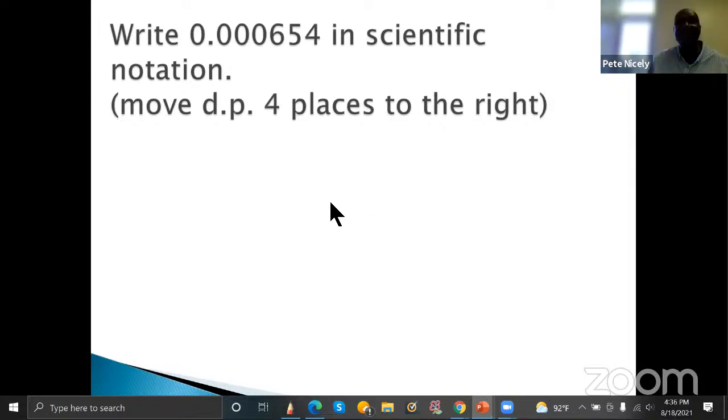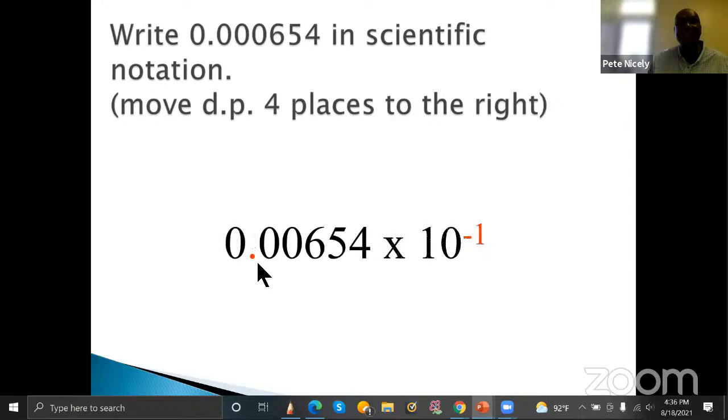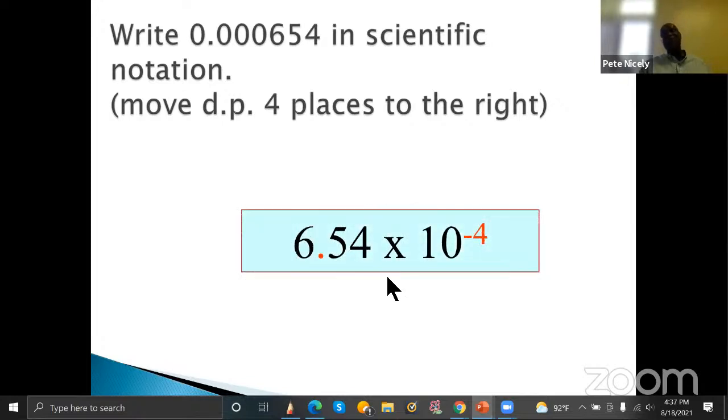So this is the original number. You're going to move the decimal point this time to the right. If you move it one place to the right, you're going to get 0.00654. And now you'll notice that the exponent is not plus, but minus 1. If you move it one more place, the exponent becomes minus 2. If you move it another place, it becomes minus 3. And finally, if you move it to where you want it, between the 6 and the 5, the exponent is now minus 4. So this number is the same thing as the original, but the difference is that this is written in scientific notation.